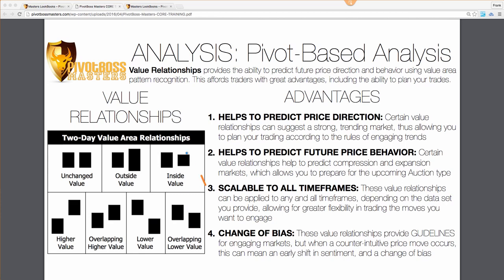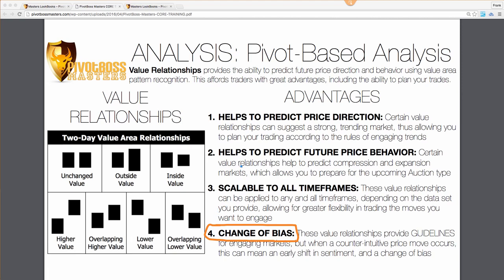So each of these seven relationships gives you guidelines to help you identify what's about to happen or what could happen. They're guidelines. They're useful guidelines, right? But what's also great is that when the guideline doesn't work, it's a huge tell on a change of bias. It tells you that market sentiment is likely shifting and you're about to see a change of bias and trend.